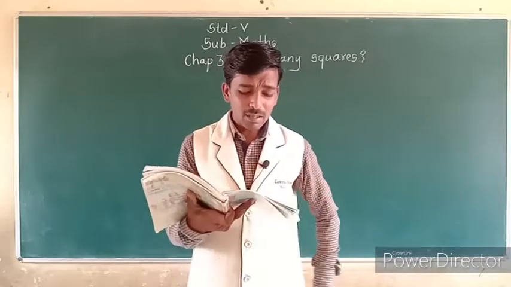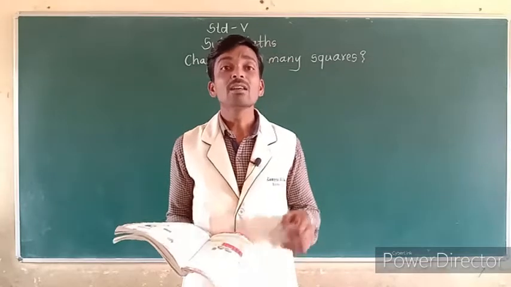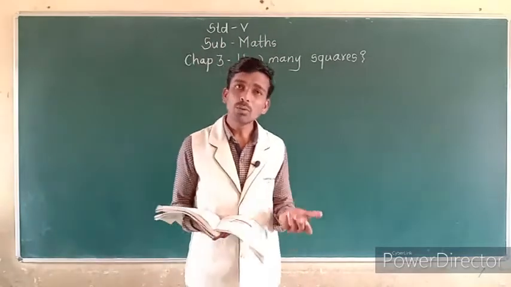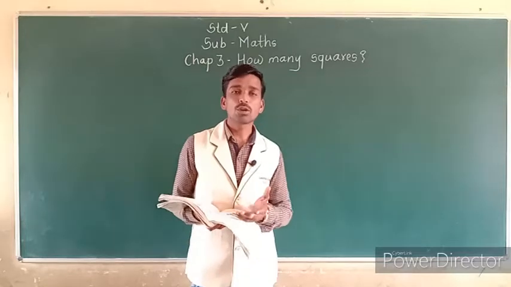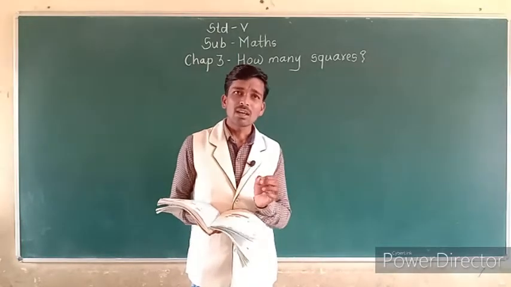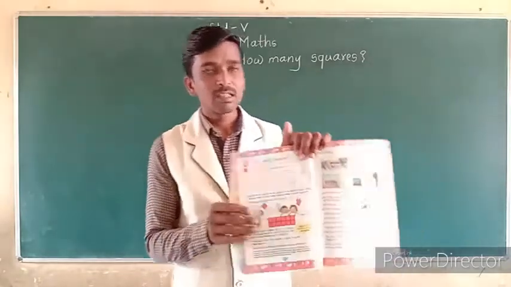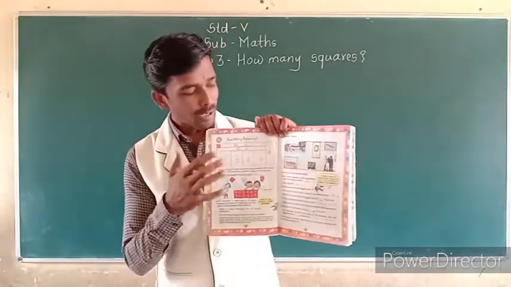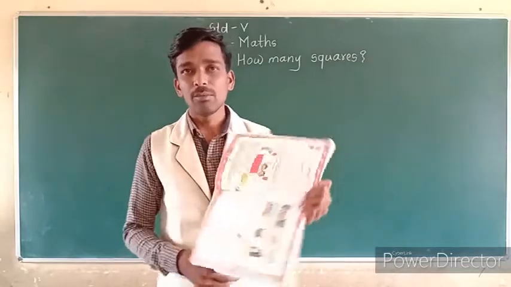How many rectangles would you make? 7 rectangles you have to make. In your book, or otherwise in your notebook, you also draw that. Draw dots and you can draw like this. I will show you once again. See this carefully, and draw like this. Then you can find their area and perimeter also.